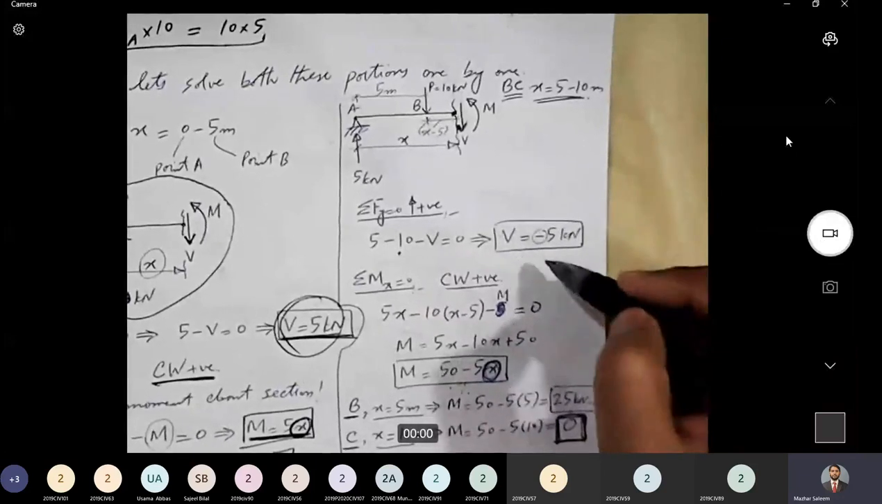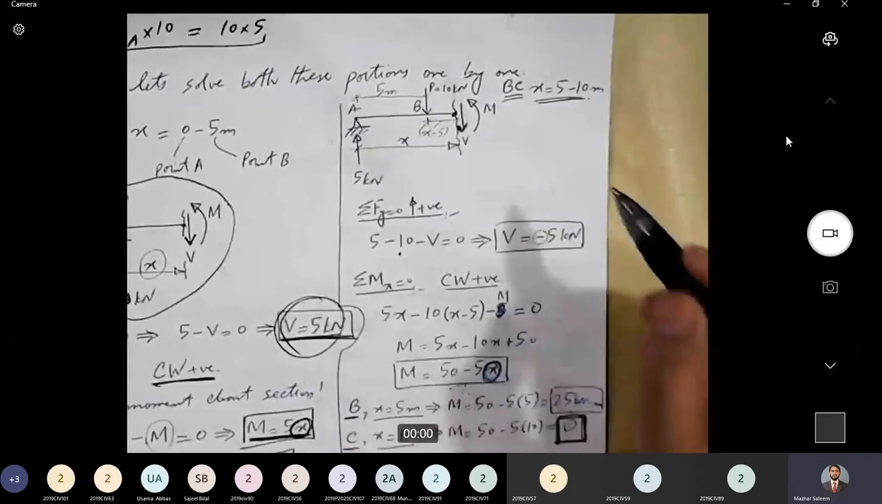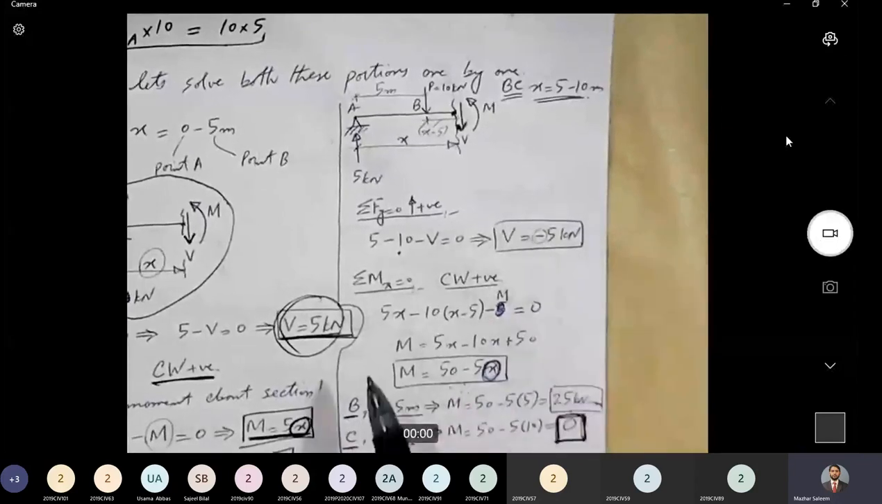You need not be worried about this negative. We will incorporate this negative sign when we draw the shear force diagram. We will see that in a short while.